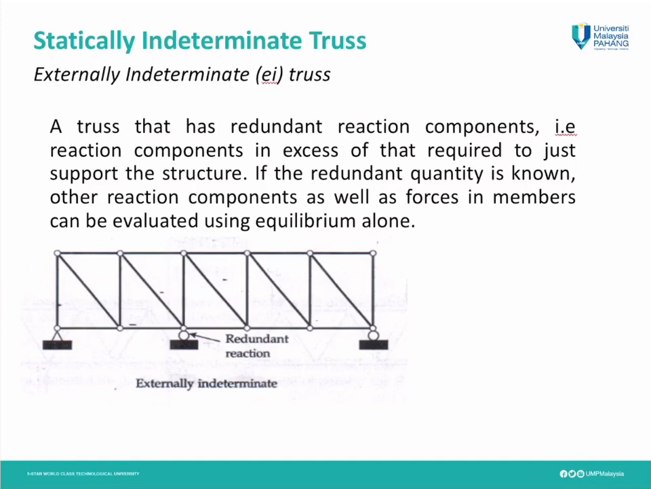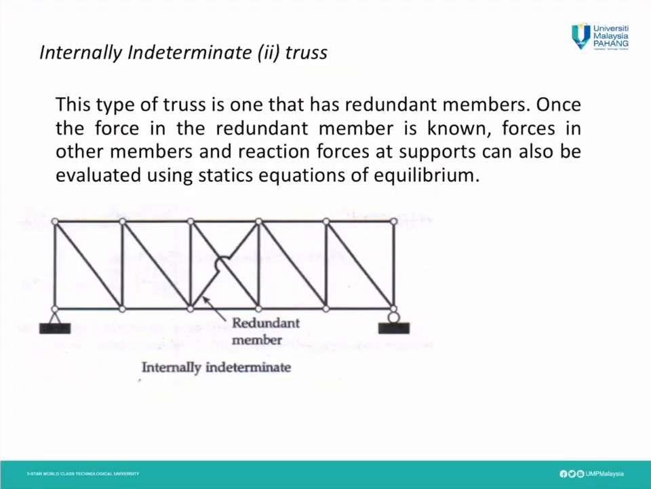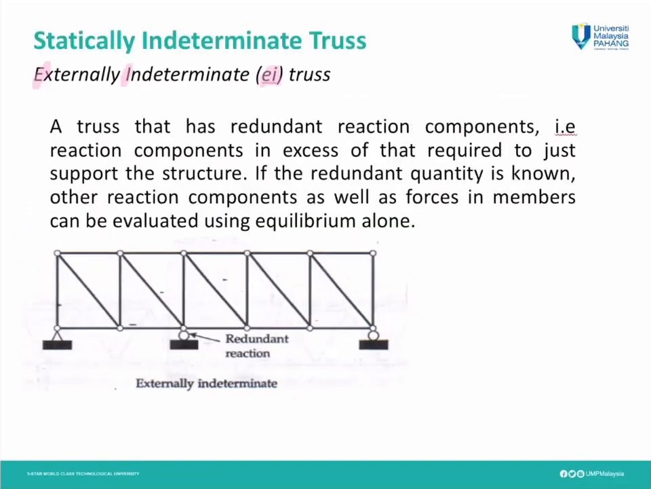For the statically indeterminate truss, we can have externally indeterminate or EI, or we can have internally indeterminate, which is II. For the externally indeterminate, that means our truss has redundant reactions. Now let's take this truss for an example.